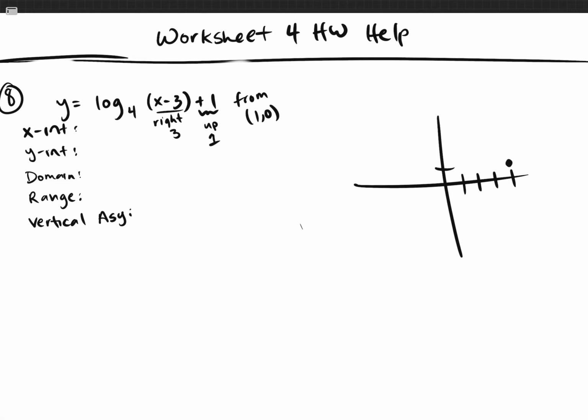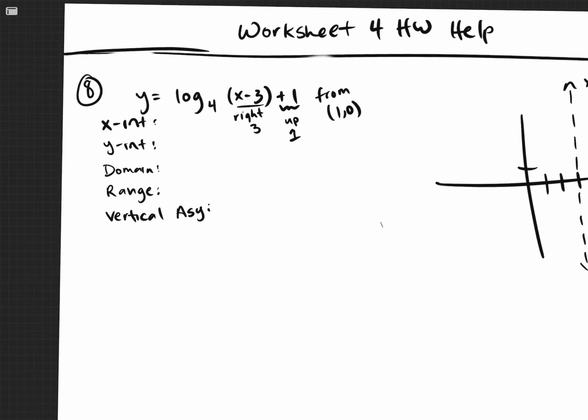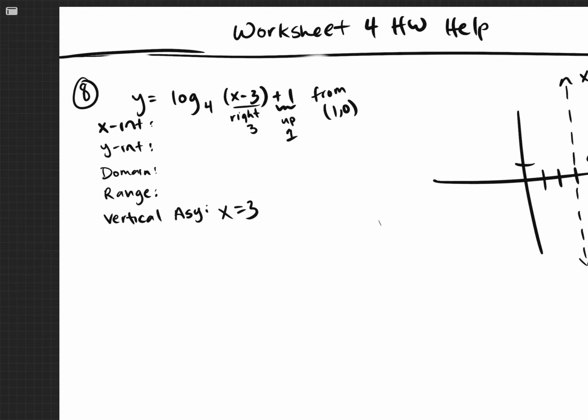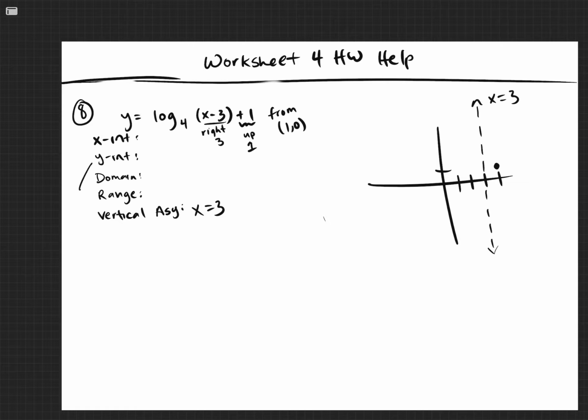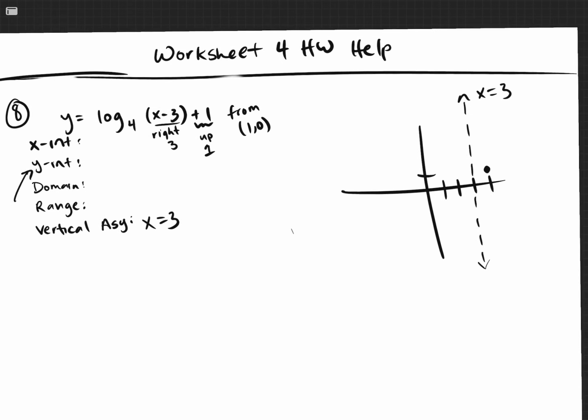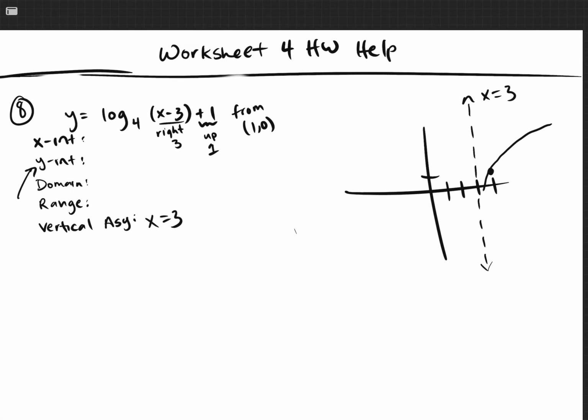That's our starting point. Right after you find that translated point, again, slap on the vertical asymptote. What we want to do is, from that translated point, we go to the left 1. That's your vertical asymptote. Since it's going up and down, it's x equals, that's at 1, 2, 3. So our vertical asymptote is x equals 3.